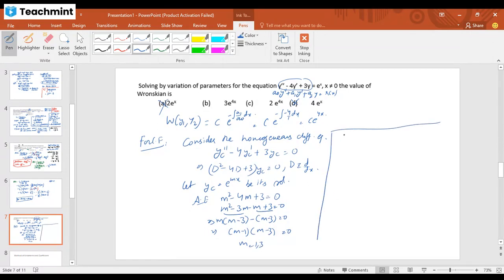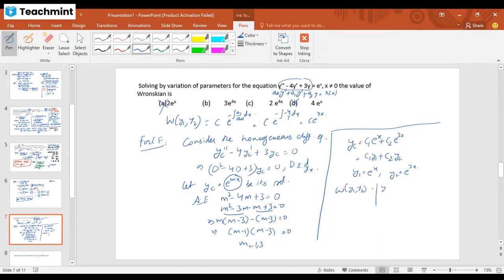So if the roots are real and distinct, we have assumed e raised to power mx be the solution. So it means that e power x and e power 3x, they are the solution. So the general solution is their linear combination. So we assume it as c1 y1 plus c2 y2. So what is y1 here? E power x. And what is y2 here? E power 3x.